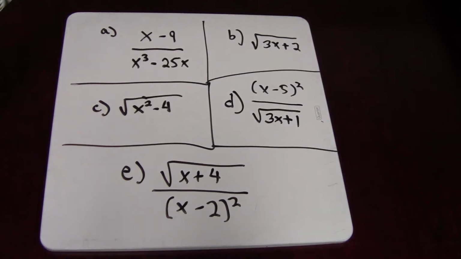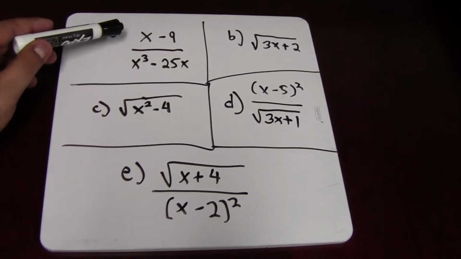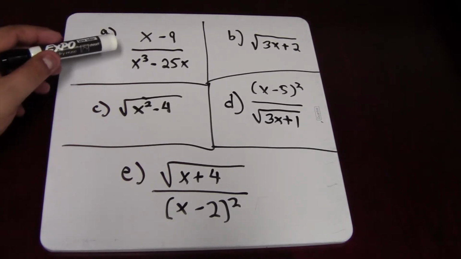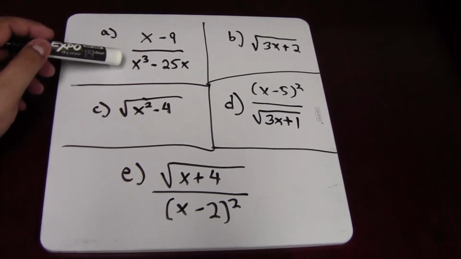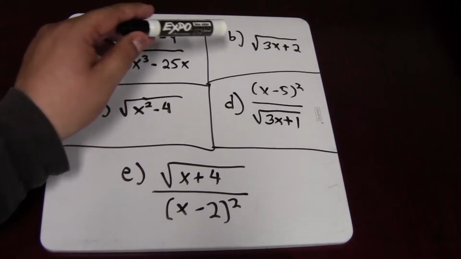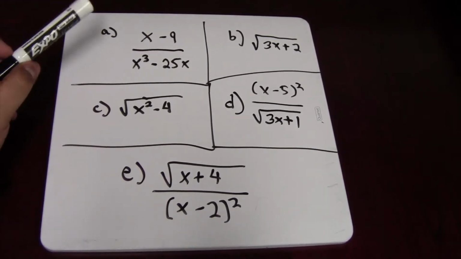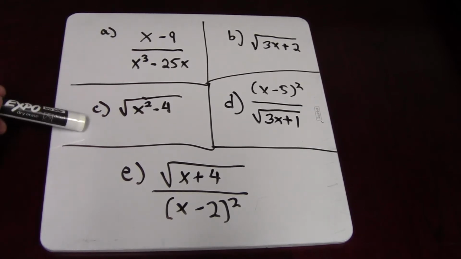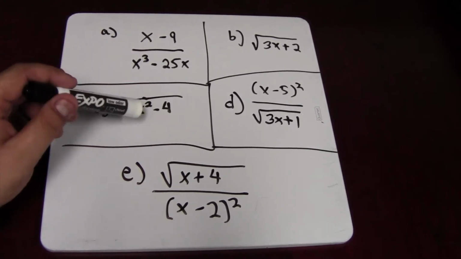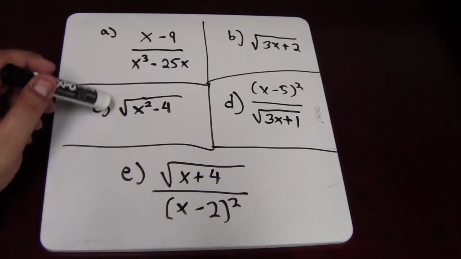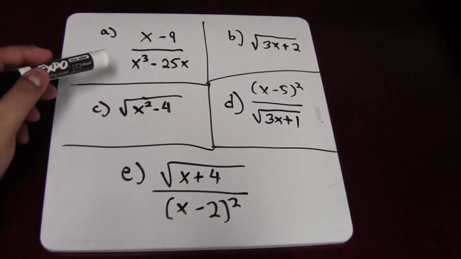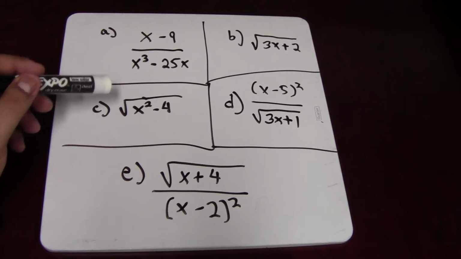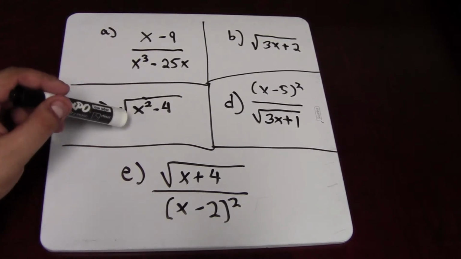Letter A here is a rational function, and we're going to figure out what's in the domain. This is dealing with where the denominators cannot equal 0, so we'll cover that. B is a square root, so that can't be negative in there, so we'll cover how to do that. C is another square root. However, in C's case, we have a quadratic down here. So we'll talk about how to deal with that.